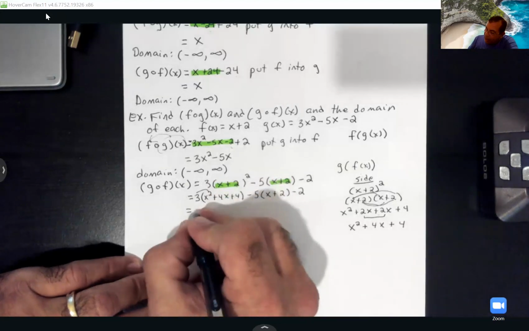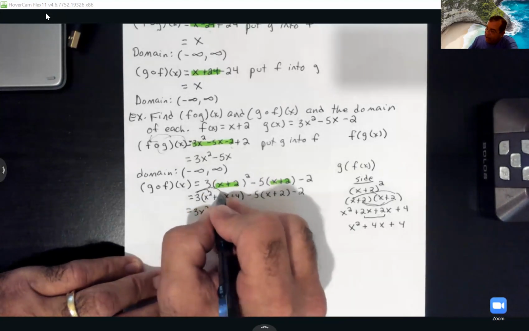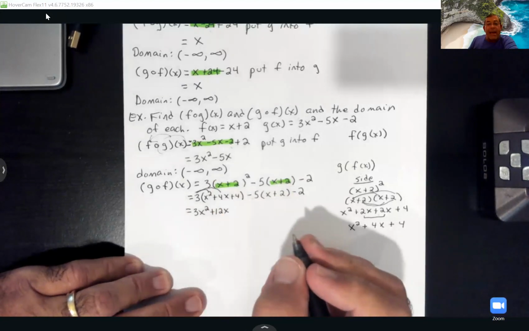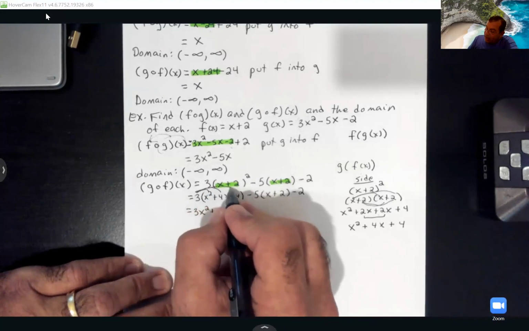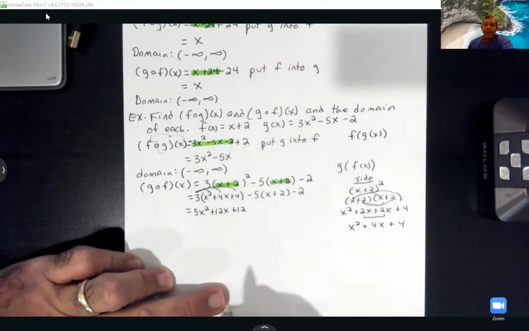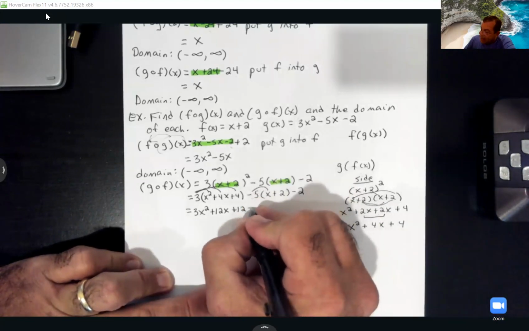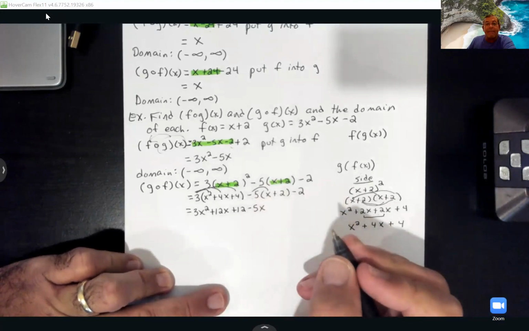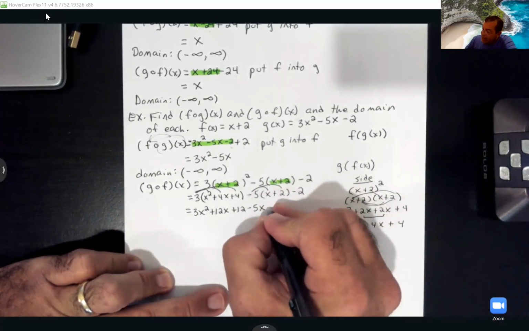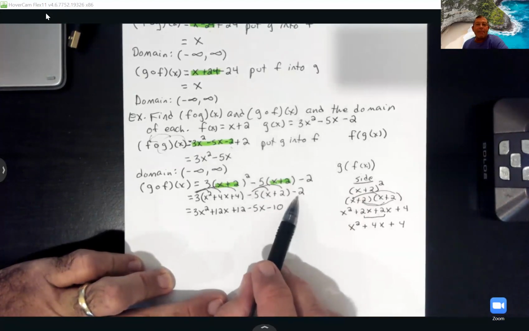3 times x squared gives us a 3x squared. 3 times the 4x gives us a 12x. And then that 3 times 4 gives us a 12. All right, so here we're going to distribute a negative 5 times x is a negative 5x. The negative 5 times 2 gives us a negative 10. And then y'all at the very end, bring down that minus 2.